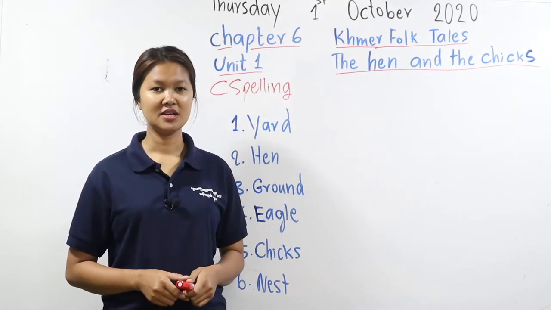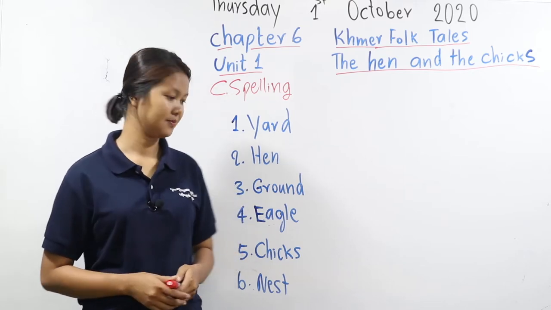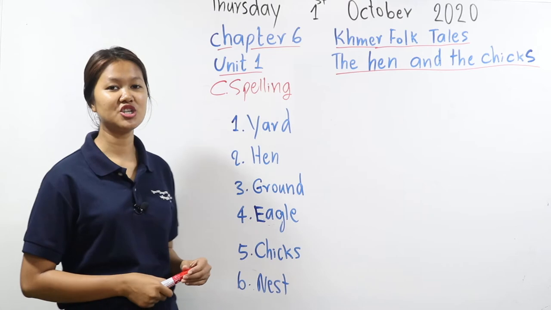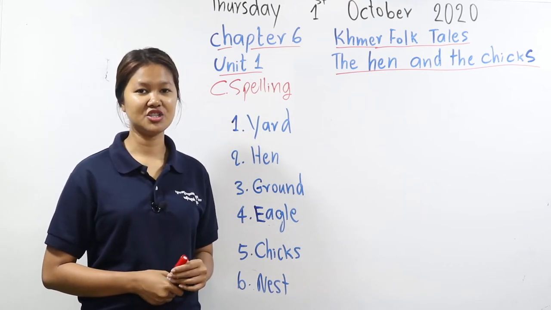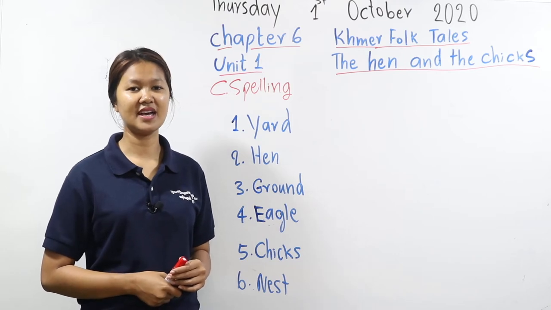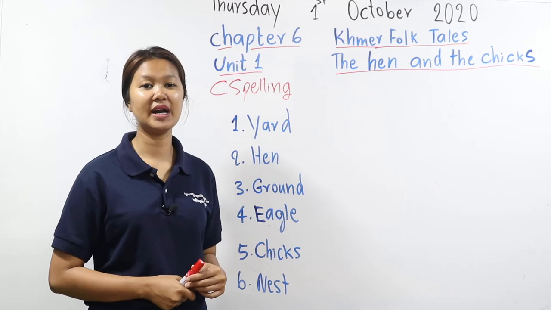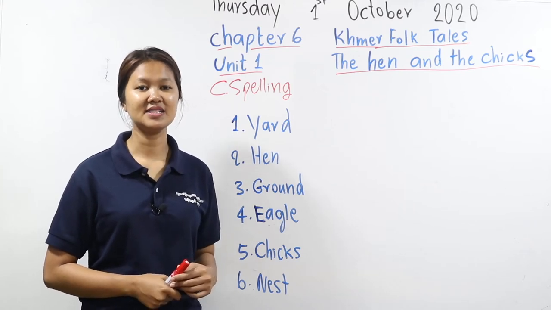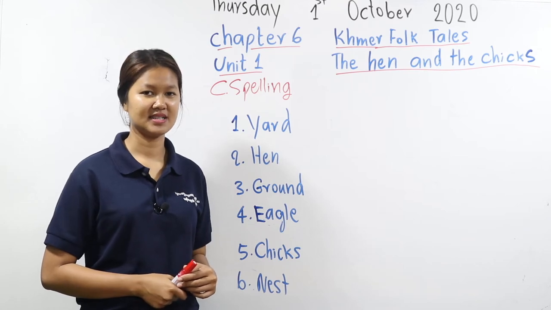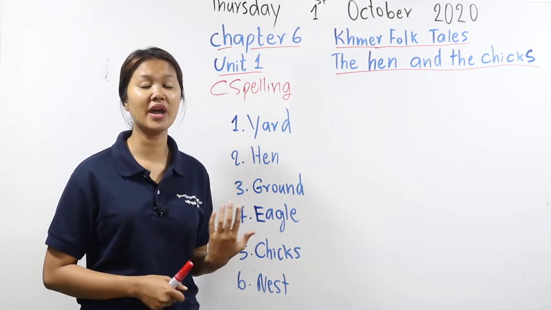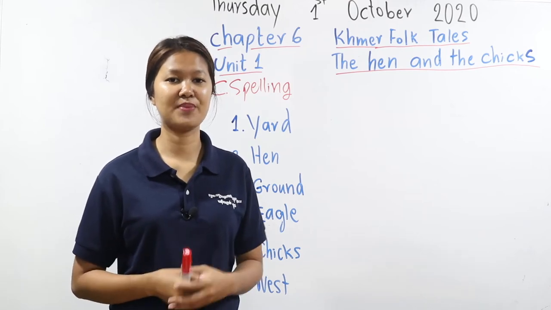Eagle, spell. E-A-G-L-E, eagle. Please spell the word chicks. Chicks, spell. C-H-I-C-K-S, chicks. Last, please spell the word nest. Nest, spell. N-E-S-T, nest. All right, so this is the way that we spell, and we ask someone to spell the word.